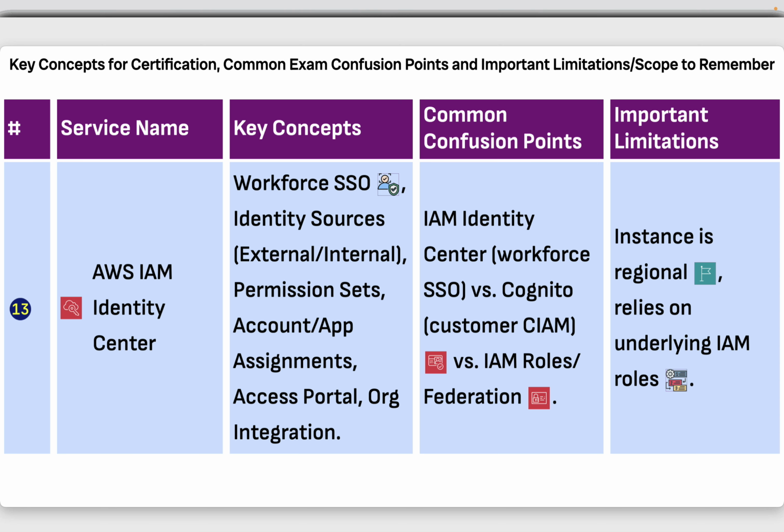Next, AWS IAM Identity Center. Key concepts are workforce single sign-on, identity sources which can be external or internal, permission sets, account assignments, app assignments, access portal, and organization integration. Confusion can be between IAM Identity Center, which is for workforce SSO, versus Cognito, which is for customer identity and access management, CIAM, versus IAM roles and federation. A limitation: this instance is regional and it relies on underlying IAM roles.